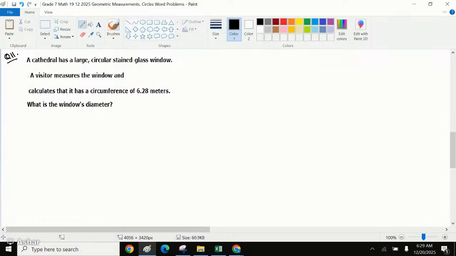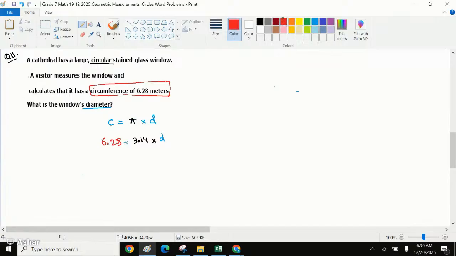So let's say the cathedral has a large circular stained glass window. A visitor measures the window and calculates it has a circumference, which is given to us. We need to find the diameter. We know that the formula for circumference is pi multiplied by the diameter. The circumference was already given to us, so we can write 6.28 would be equal to pi. The value of pi is always taken as 3.14 multiplied by the diameter.